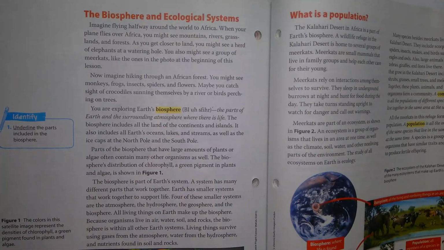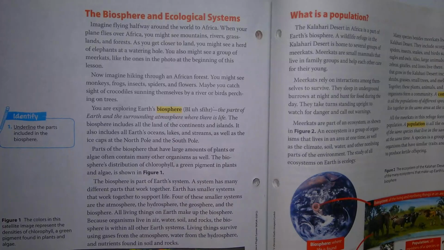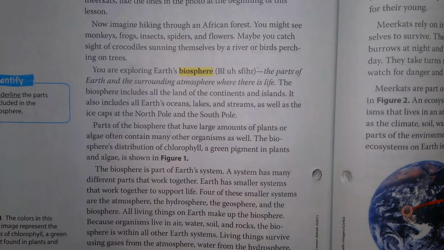Imagine flying halfway around the world to Africa. When your plane flies over Africa, you might see mountains, rivers, grasslands, and forests. As you get closer to land, you might see a herd of elephants at a watering hole. You might also see a group of meerkats, like the ones in the photo at the beginning of this lesson. Yeah, refresh my memory. Timon. Okay, going back. Now imagine hiking through an African forest. You might see monkeys, frogs, insects, spiders, and flowers. Maybe you catch sight of crocodiles sunning themselves by a river or birds perching on trees. You are exploring Earth's biosphere.